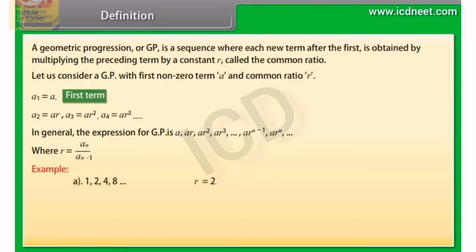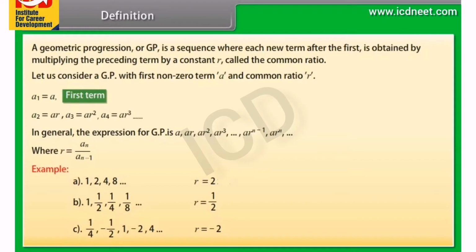Example: 1, 2, 4, 8, and so on, r is equal to 2. 1, 1 by 2, 1 by 4, 1 by 8, and so on, r is equal to 1 by 2. 1 by 4, minus 1 by 2, 1, minus 2, 4, and so on, r is equal to minus 2.